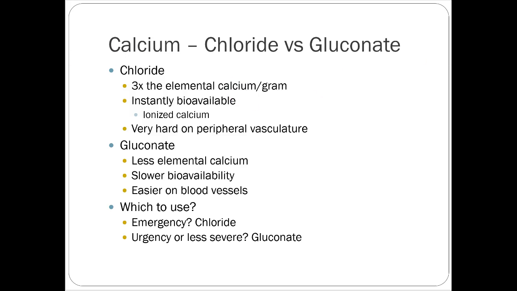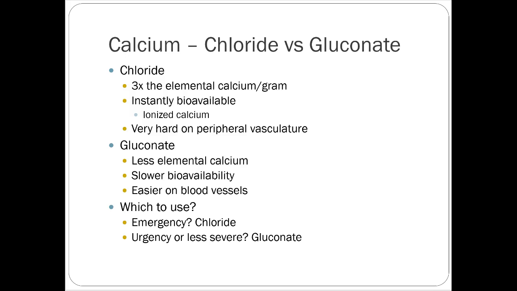Calcium chloride versus gluconate, just to highlight this. Calcium chloride is about 3 times the elemental calcium per gram. It's instantly bioavailable as ionized calcium. It's very hard on the peripheral vasculature, so infusing it, you can often blow a line or cause significant pain on the patient and kind of a burning sensation when you're infusing it. But it is the faster option to give.